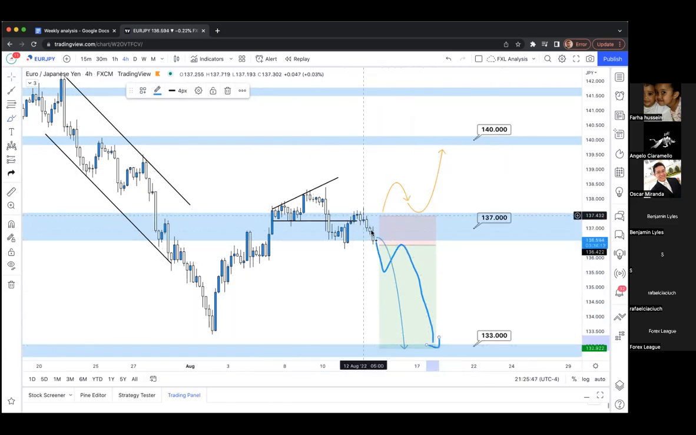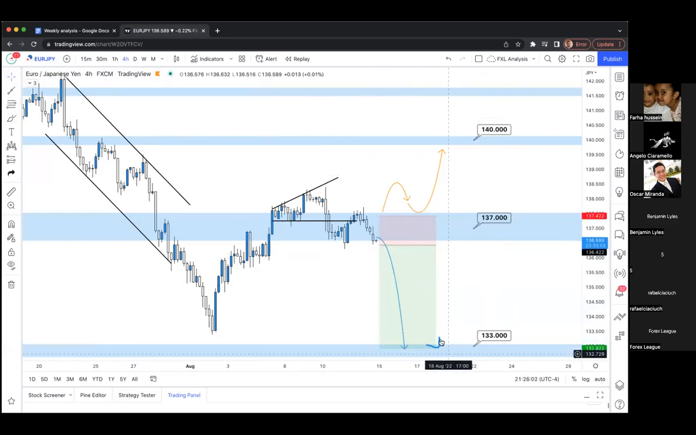But it depends on if EJ wants to take off immediately or form a little more clear structure, like over here in this previous channel. So really, lower highs below 137 is where we're at on EJ. But let's consider the opposite, right? We're analysts. We want to be aware of all scenarios.